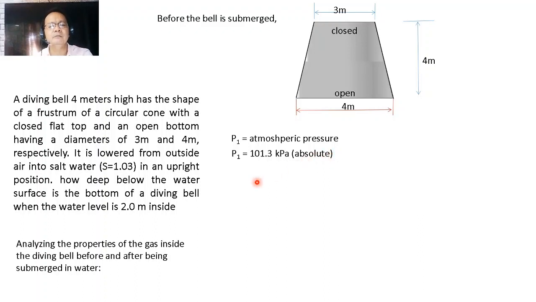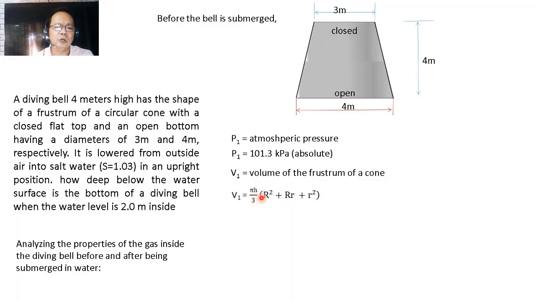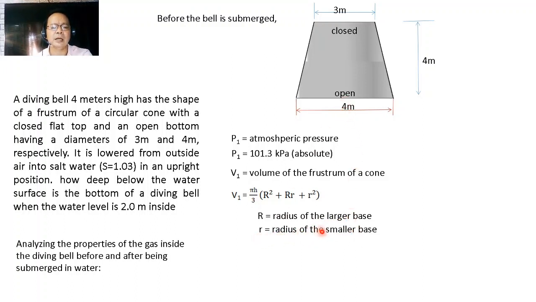Our V1 represents the volume of the cone initially, and this is equal to, if we recall our formula for the volume of the frustum, pi multiplied by h over 3 multiplied by the quantity capital R squared plus Rr plus small r squared, where capital R represents the radius of the larger base, the radius of this base, and small r represents the radius of the smaller base, this base.